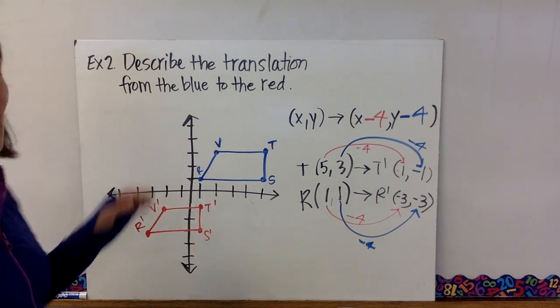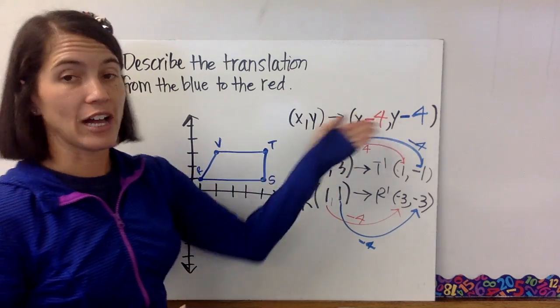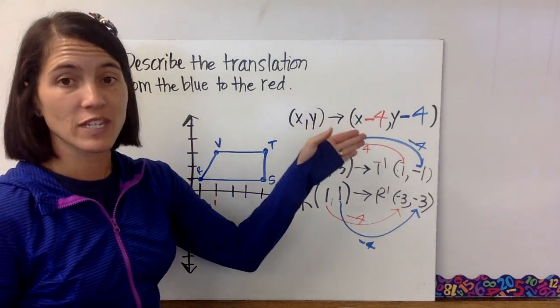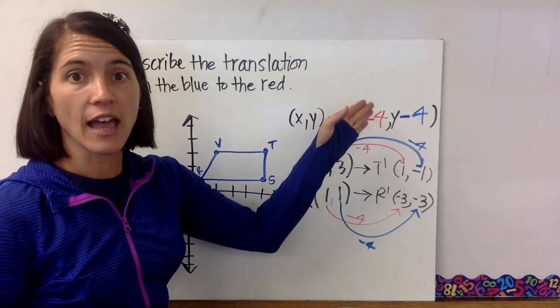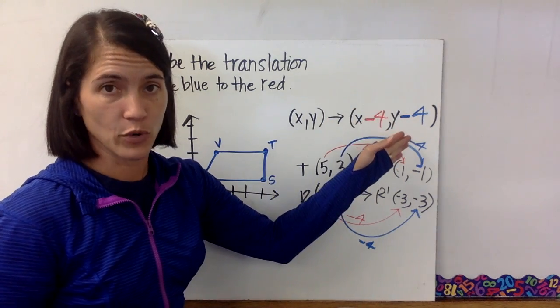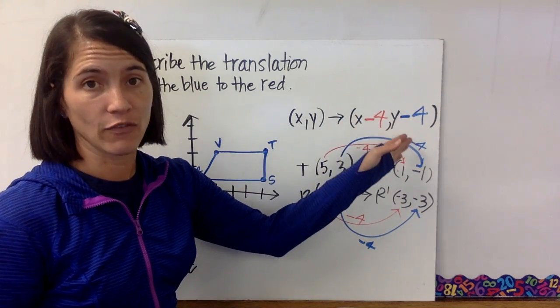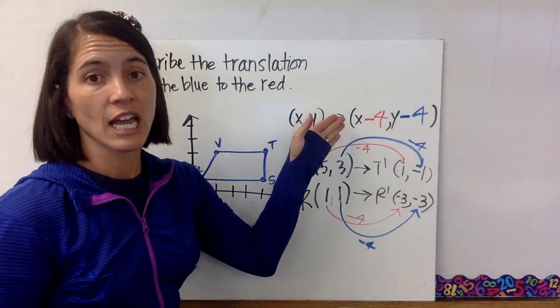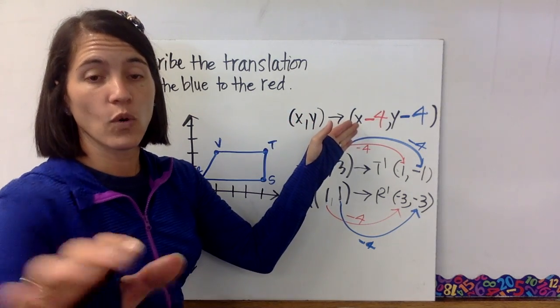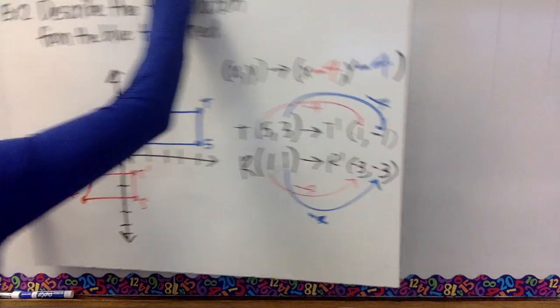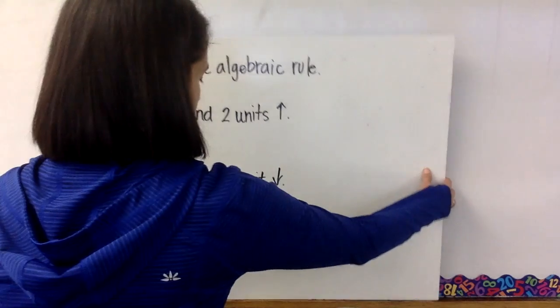So when it says describe this translation, we have our algebraic notation. X -4, y -4. That also means we move to the left 4 units, and we move down 4 units. So in words, we moved left 4 units. We moved down 4 units. Algebraically, it is (x, y) goes to (x minus 4, y minus 4).